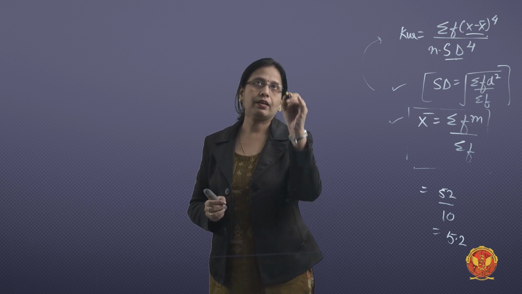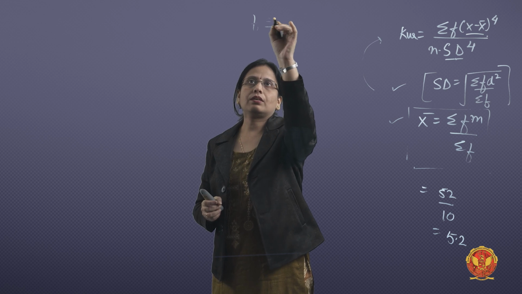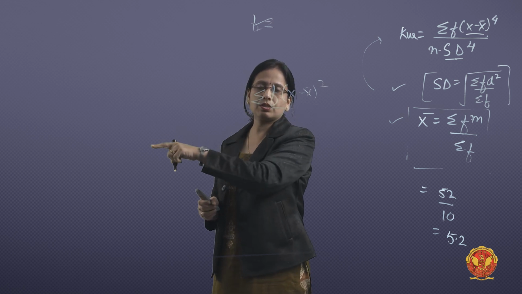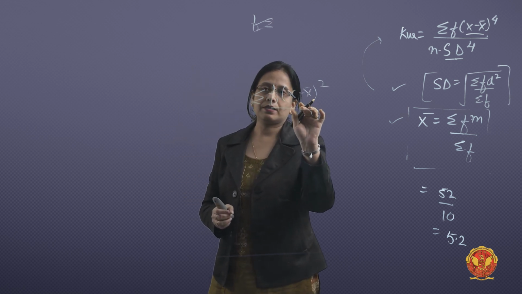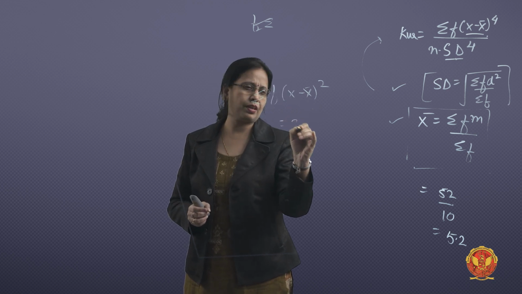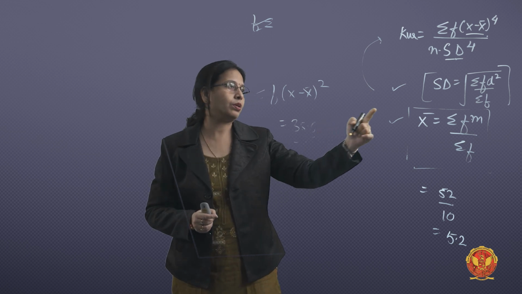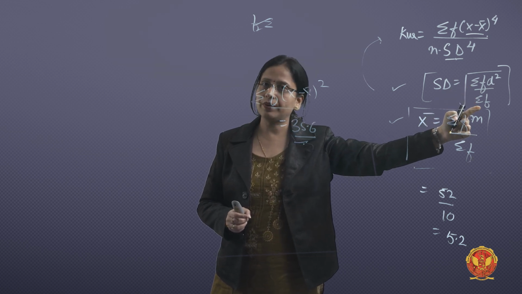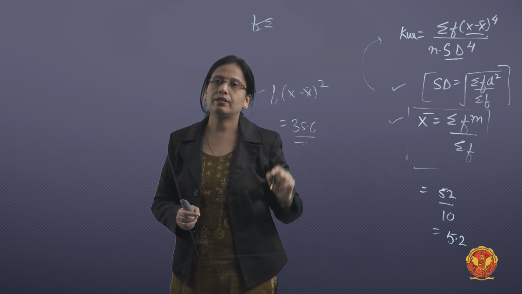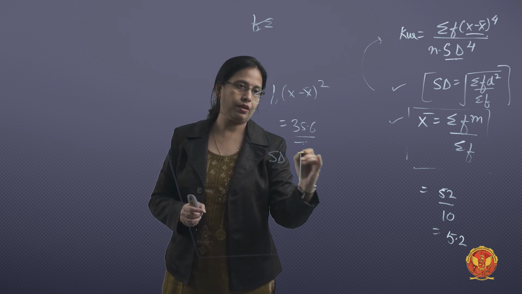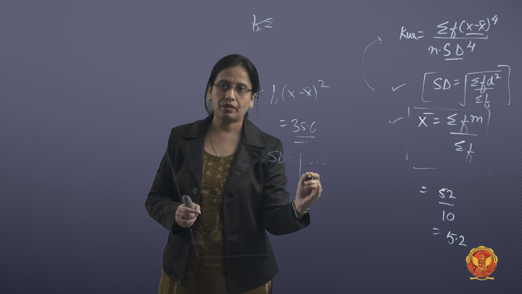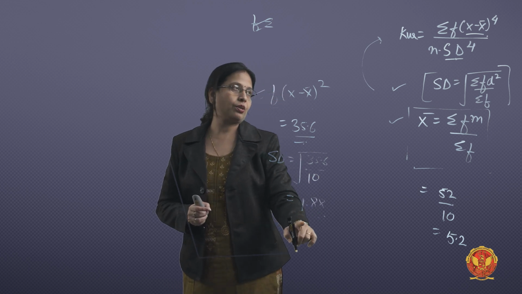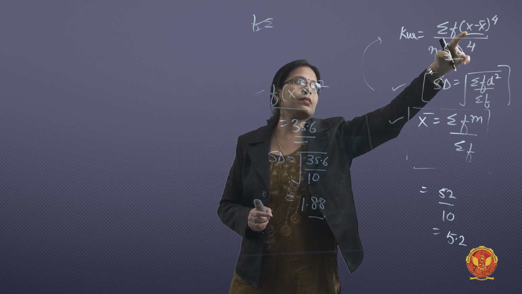So this column comes. Square it and multiply it with frequency. So what I get? I get frequency times (x minus x bar) to the power square. The addition of this column will give you summation f (x minus x bar) square. It comes 35.6. Where will it be used? It will be used in the formula of standard deviation. Put this value as the numerator, summation of the frequency as the denominator, which is 10. Calculate standard deviation: under root 35.6 divided by 10. So this value is coming 1.88.